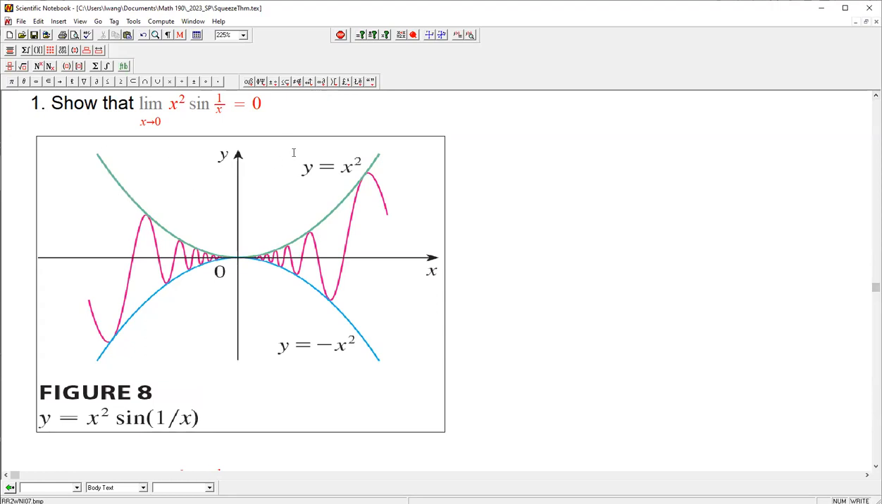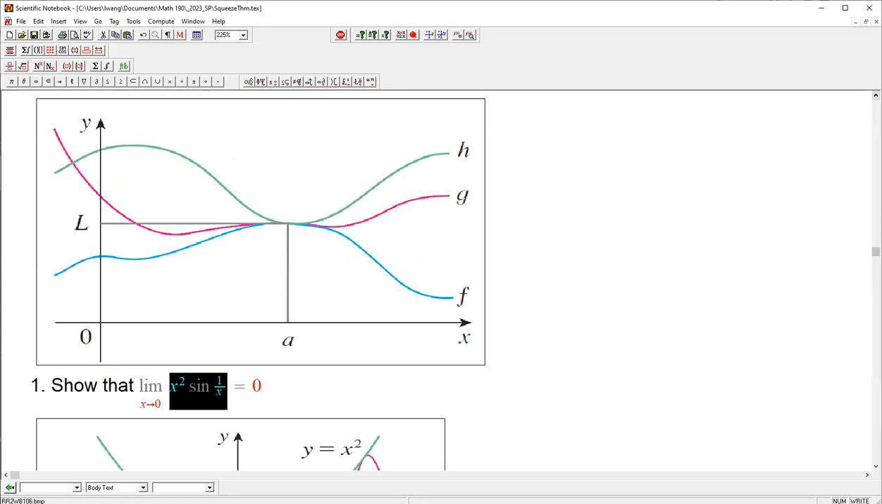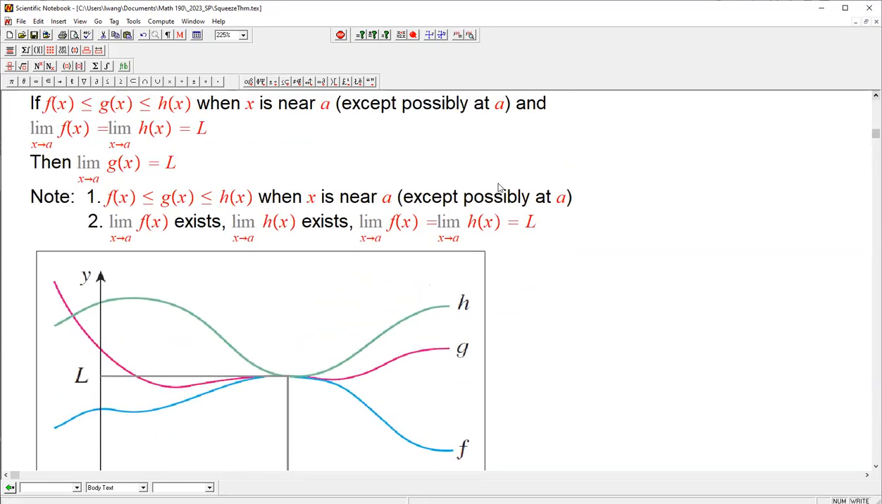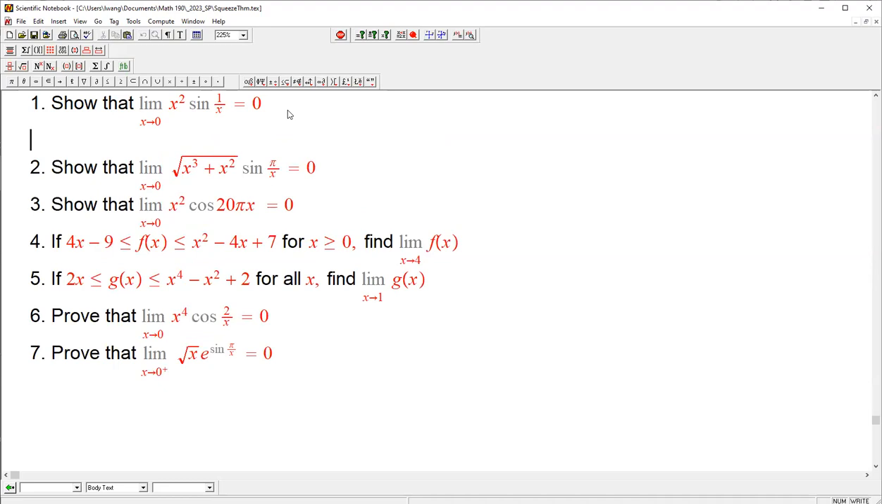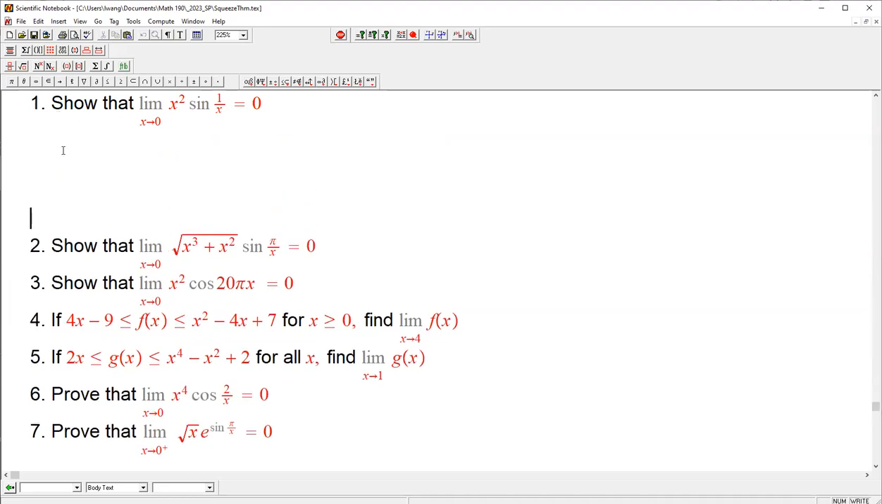So in the case of the first one, to apply Squeeze theorem, we just have to find, because we're given, say this is a g, and we need to identify the f and h, so that g is in between in a certain neighborhood.